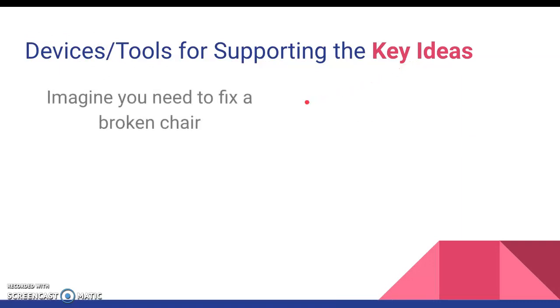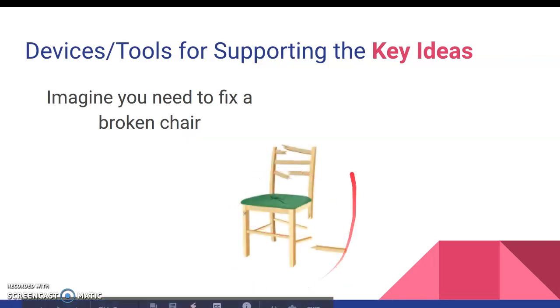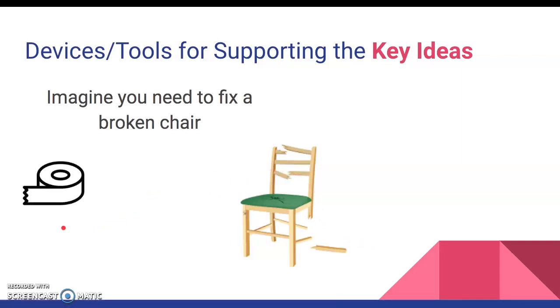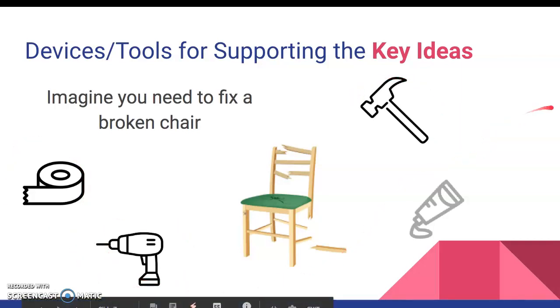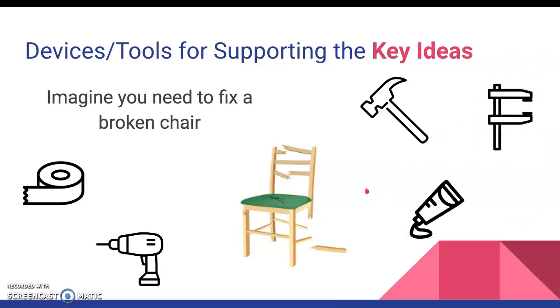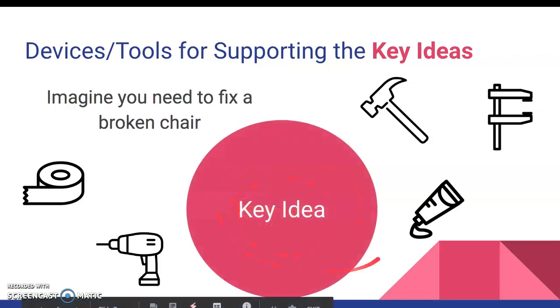Okay, hang with me for a sec, but imagine you need to fix a broken chair. Oh no, someone sat on it too hard or maybe jumped on it, and now it's all broken up, so we gotta fix it. You could use a few different tools. You could use tape, you could use a drill, or a hammer, some glue, a clamp. All of these tools are things that you could use to help the chair stand up on its own. Okay, the chair is kind of like the key idea. It's great, but it needs a little bit of help to stand up on its own. So we'll use our tools.